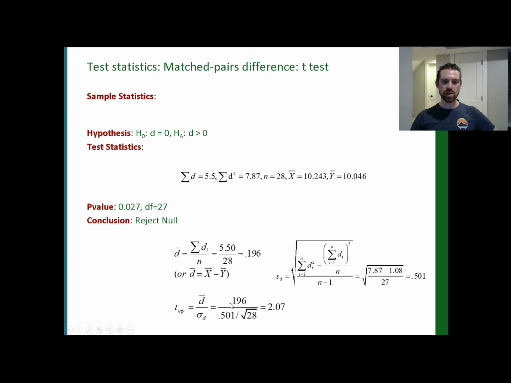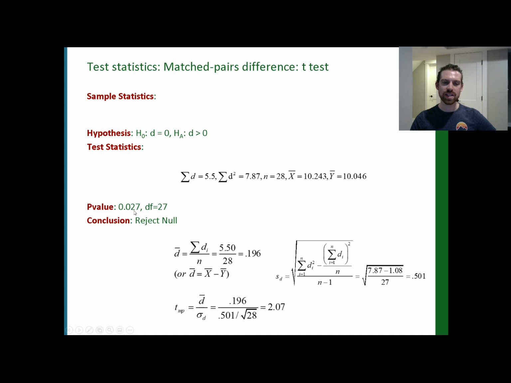So essentially we can go 0.196 divided by 0.501 divided by the square root of 28. And that gives us this 2.07. And then when we actually find out the p-value for that 2.07, obviously that's large. So you can think of this as standard deviations.